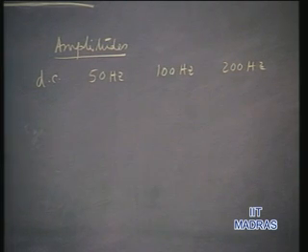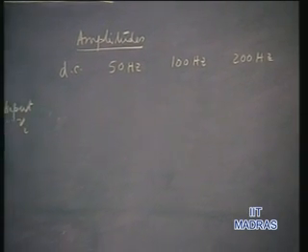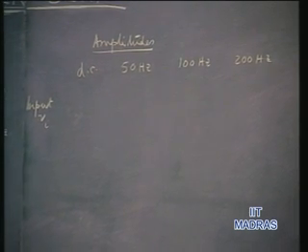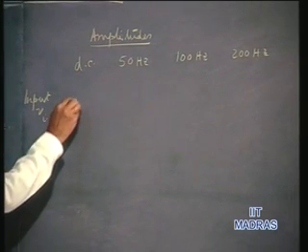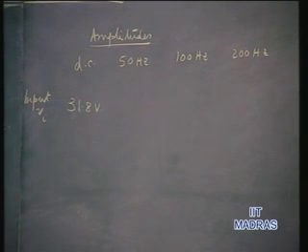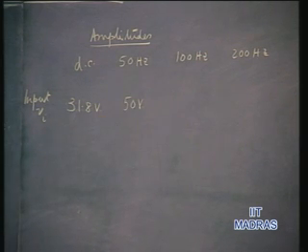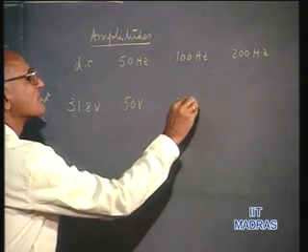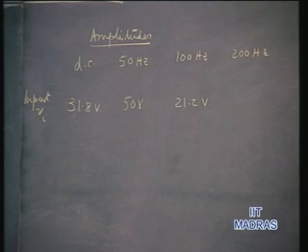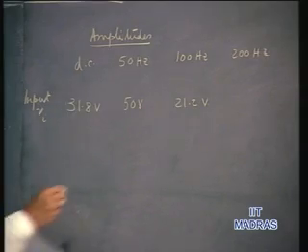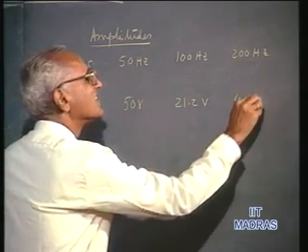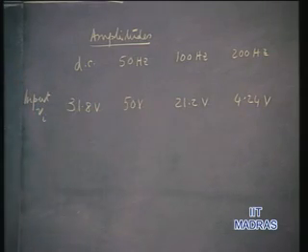So the input voltage has a DC component which is 100 upon pi, that is 31.8 volts. The 50 cycles component is 50 volts. The 100 cycles component is 200 upon 3 pi, that is 21.2 volts. And the 200 hertz component is 200 upon 15 pi, that turns out to be 4.24 volts. So these are the amplitudes of the different harmonic components as far as the input is concerned.